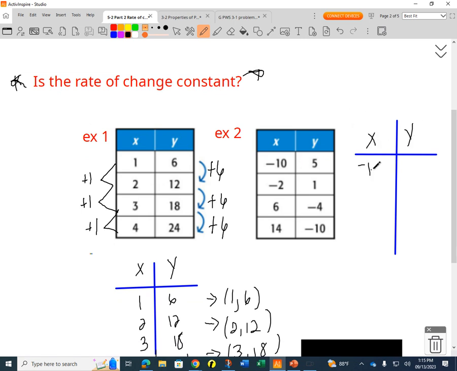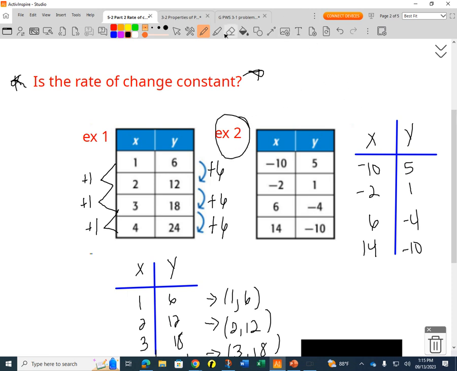Fill in your x values and fill in your y values. You have to keep them in the same order because remember they're part of an ordered pair. So x coordinates and y coordinates of an ordered pair. This is an ordered pair, this is an ordered pair, and so on. So the question is, is the rate of change constant for example 2?